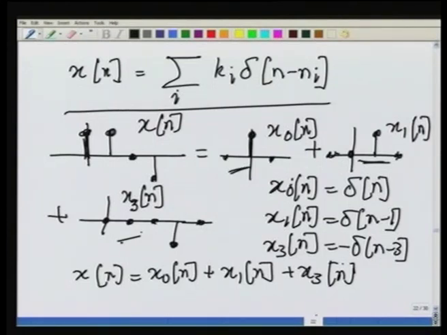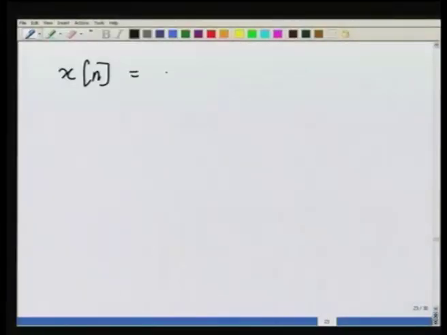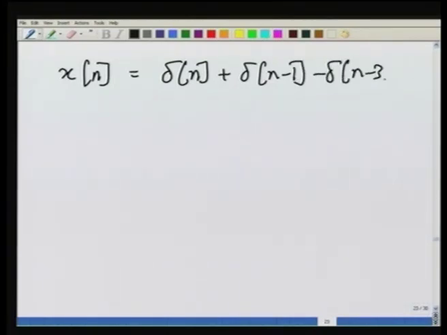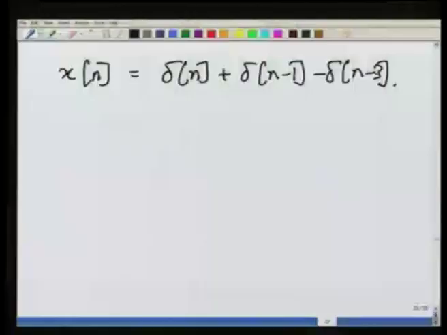Now, we have achieved our expression of x n in the form we desired, and this form is delta n plus delta n minus 1 minus delta n minus 3. So, we have a representation, and the point to understand at this stage is that you can carry out such a representation for an arbitrary signal x n.